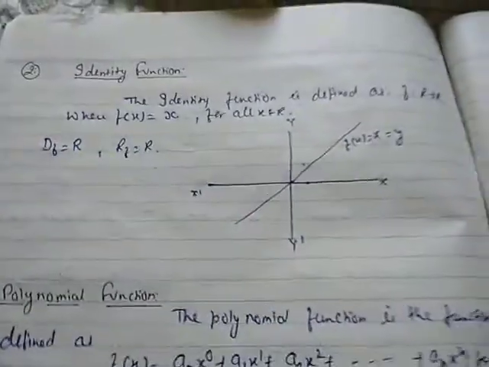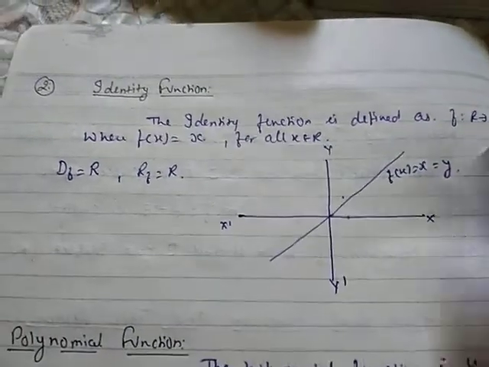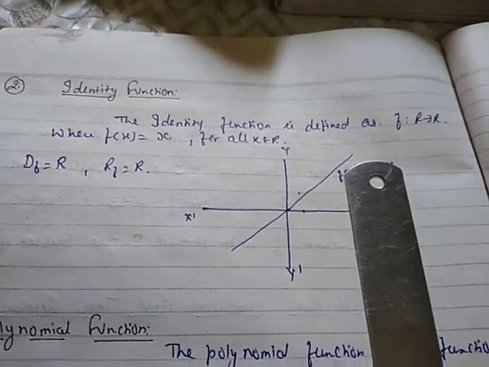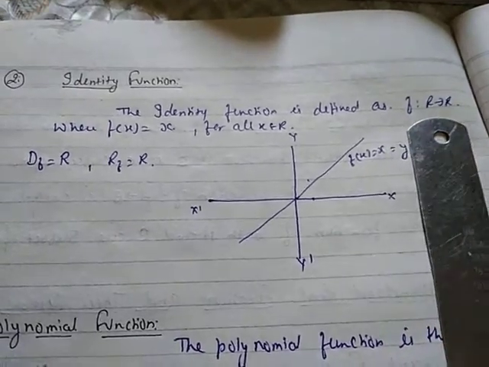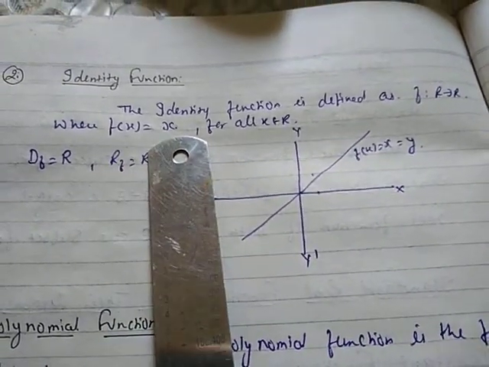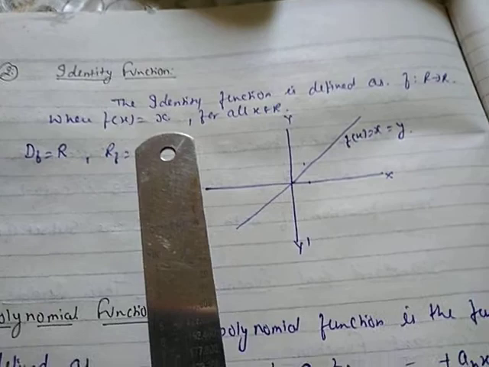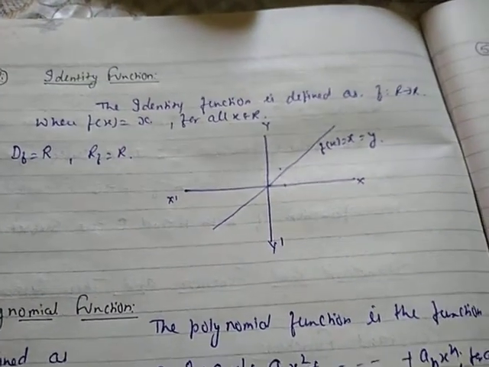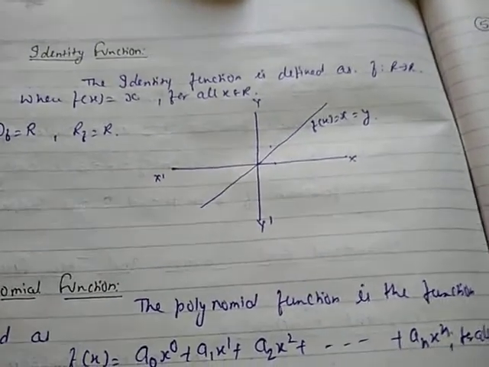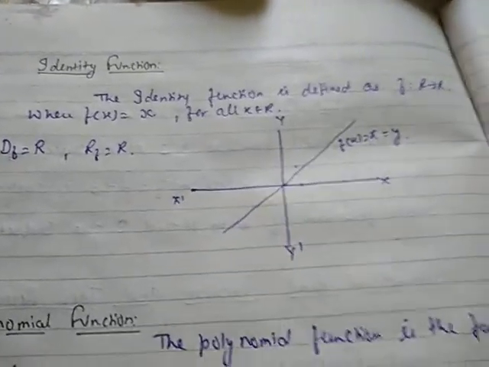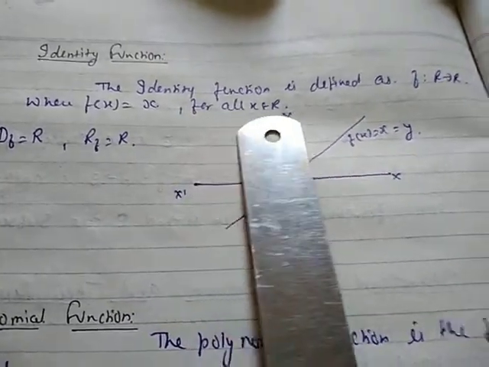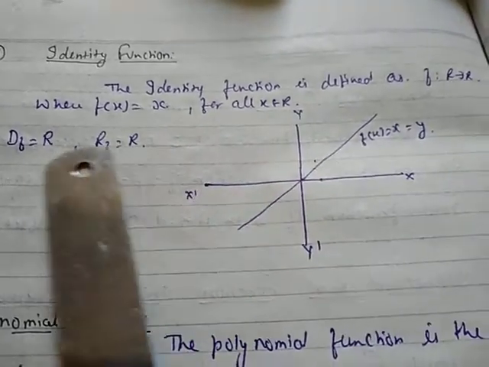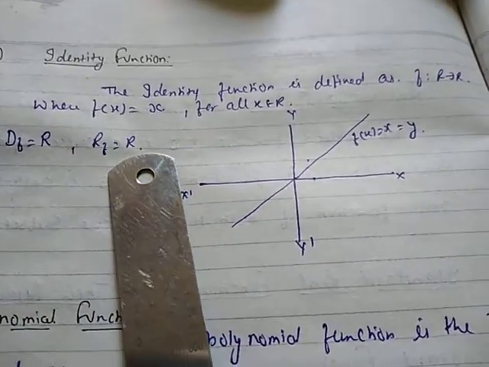The next function is the identity function. The identity function is defined as f: R to R, where f(x) = x. In a constant function, f(x) = k gives you only one value, that is k. But in the identity function, whatever value you feed, according to that you will get your value. So f(x) = x for x belongs to real numbers. Here domain is R and range is also R.